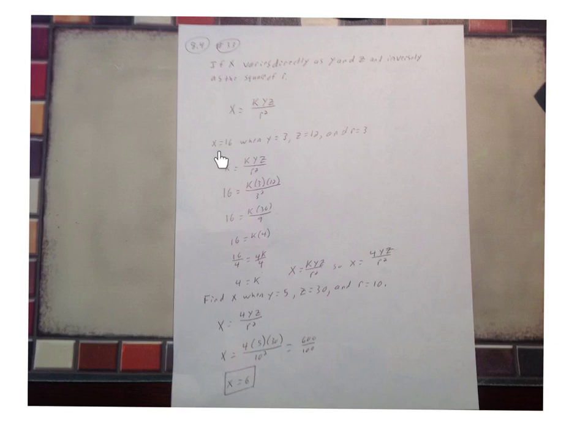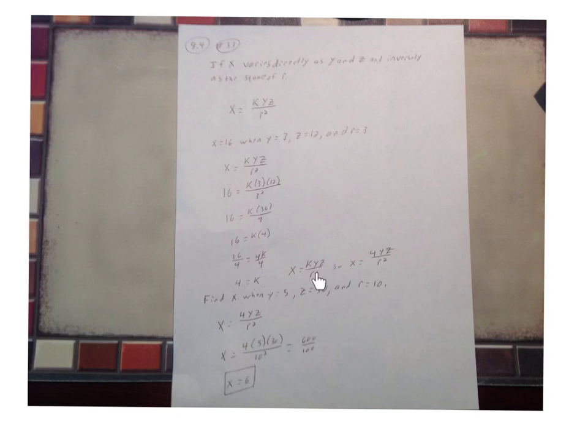Then they tell you x is 16 when y is 3, z is 12, and r is 3. So I substitute those numbers into it so I can find k. We let x be 16, y be 3, z is 12, and r is also 3. So multiply the numerator, 3 times 12 is 36, 3 squared is 9, 9 goes in 36 4 times, divide both sides by 4, so the value of k is 4.